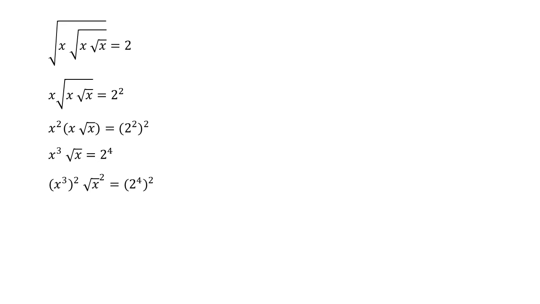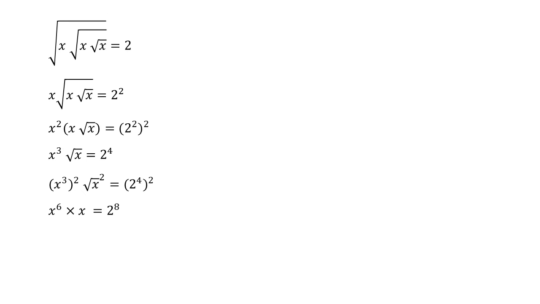So we have x cubed squared. We'll multiply those powers together, so that will become x to the 6. We've got root x all squared. If you square a square root, you get back to the x again. And on the right, we've got 2 to the 4, and this is squared. So again, we're going to multiply those indices. So we've got 2 to the power of 8.